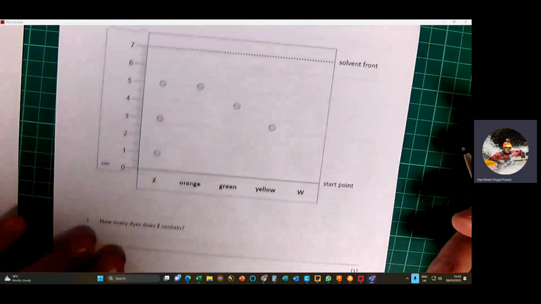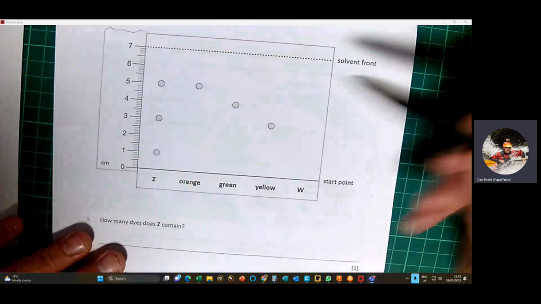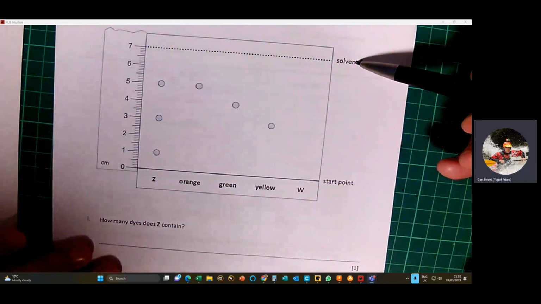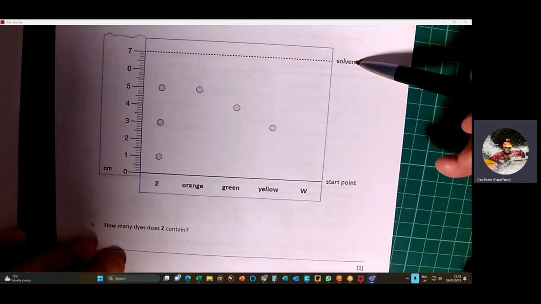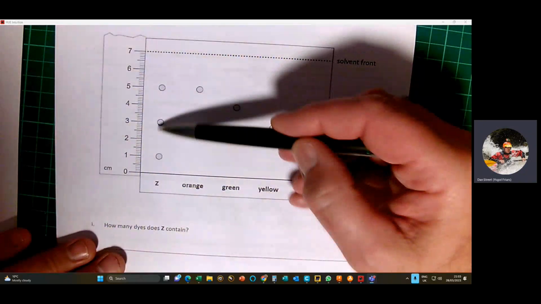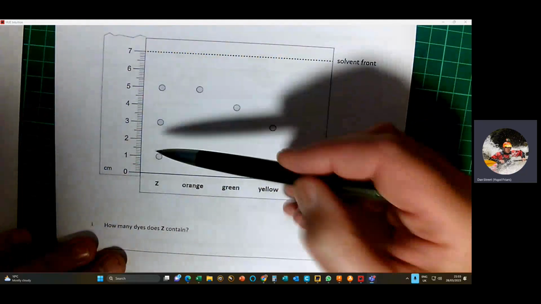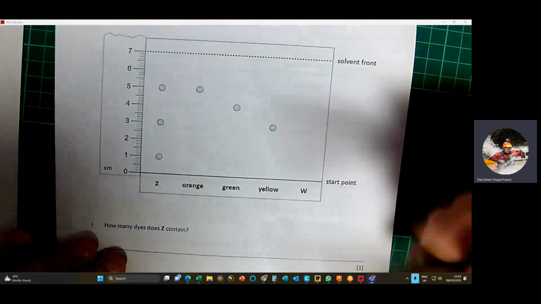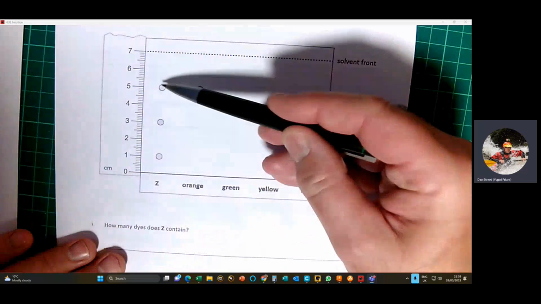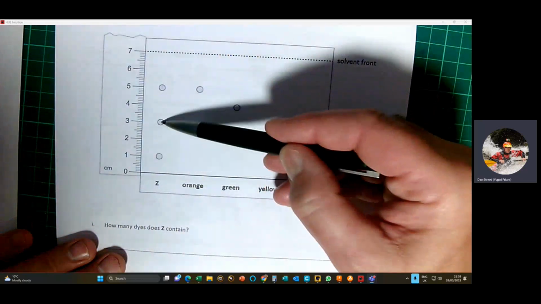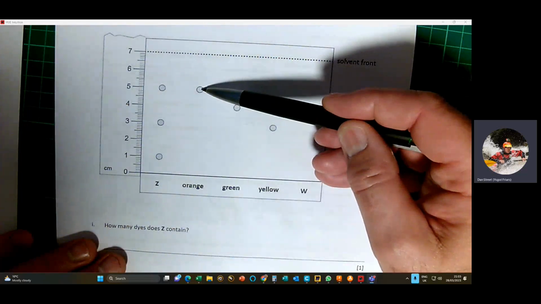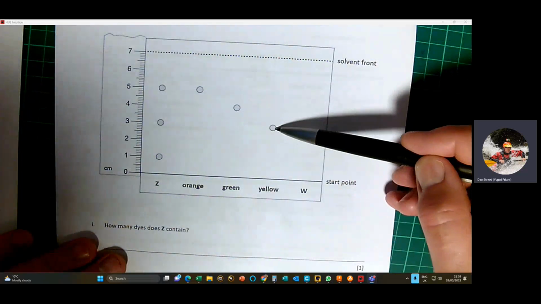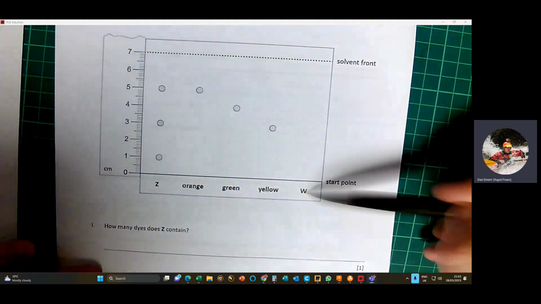Okay, so just to familiarize ourselves with the diagram, we've got here the solvent front, which is the distance that the solvent traveled. Very often that's water, okay? And then we've got these very stylized chromatograms with perfect dots, which look nothing like the real thing, but this is food coloring Z. It has 3 different dyes or pigments in it. Here's the chromatogram of pure orange, pure green, pure yellow, and then that's for a later question.